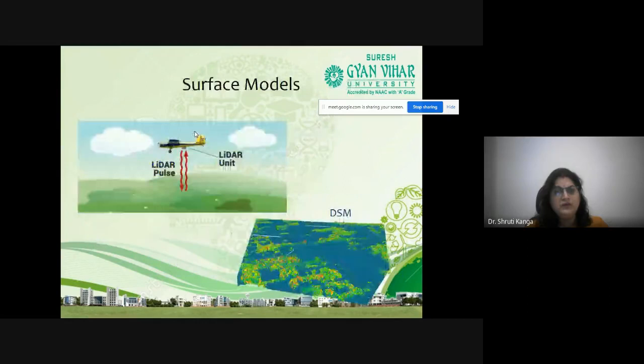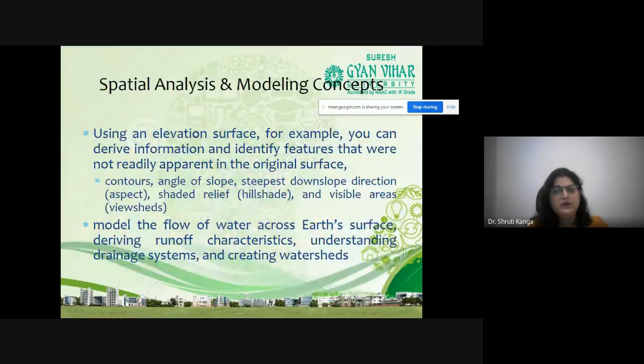In case of this, we are here using an elevation surface. For example, we can derive information and identify the features that are not readily apparent on the original surface. So using data which is related to elevation or the surface data, we can easily identify the features which in the original surface we cannot.